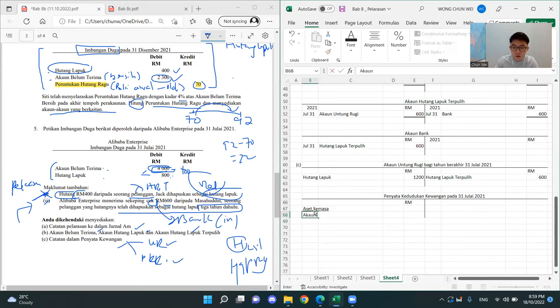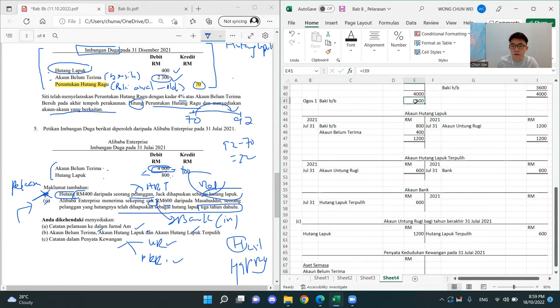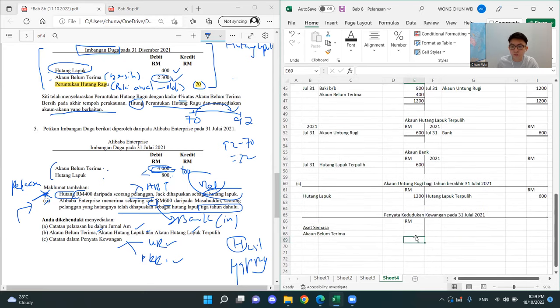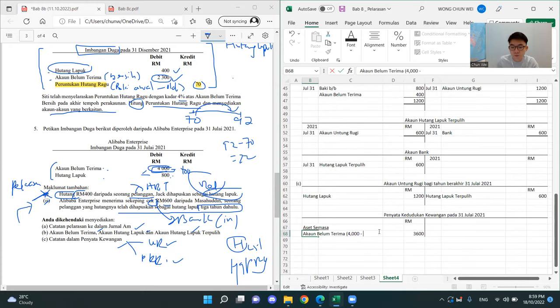So, therefore, if you want to record for ABT, it must be on the debit side also. So here, account belum terima, and then you take the baki BB figure, which is 3,600. Why is it 3,600? Because the ABT is actually using the 4,000, minus the hutang lapuk dalam pelarasan, which is the 400. So you minus 400 and then you get 3,600. So this is how you get this figure.